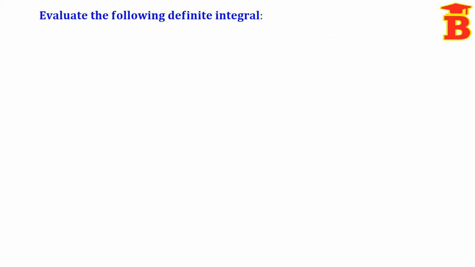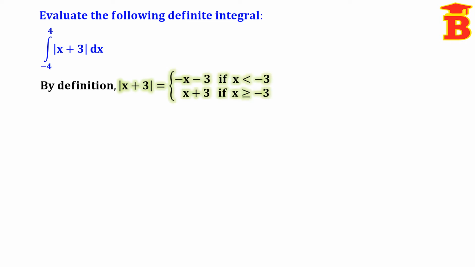Next problem. Evaluate the following definite integral. Integral from minus 4 to 4 of mod x plus 3 dx. By the definition, mod x plus 3 takes a negative sign if x is less than minus 3. It takes a positive sign if x is greater than or equal to minus 3.